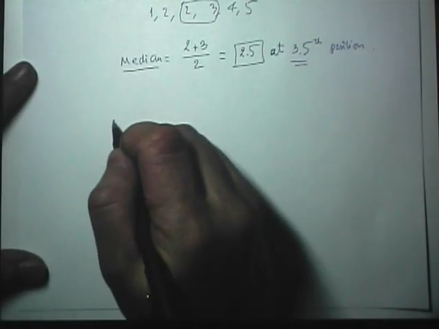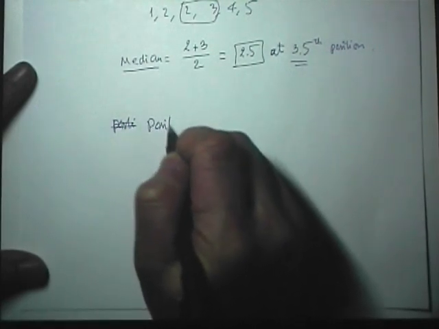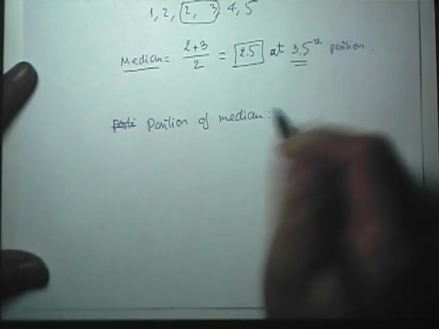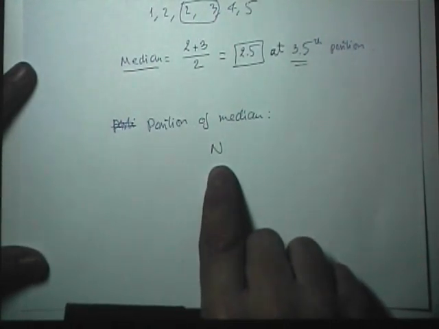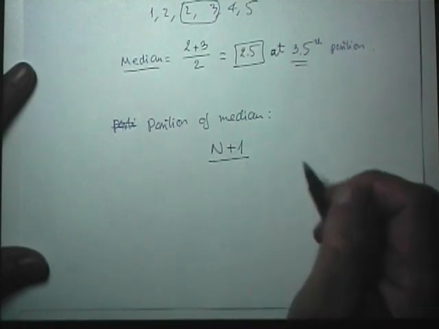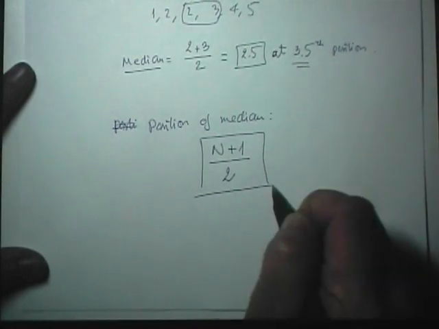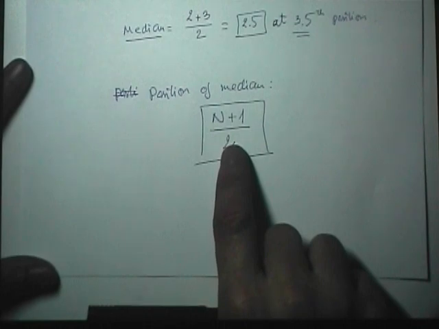So the idea now is that the position of the median is always the number of total data points plus 1, divided by 2. Okay, so with this formula right here, you can always quickly find where the position of the median would be, where you can find the median.